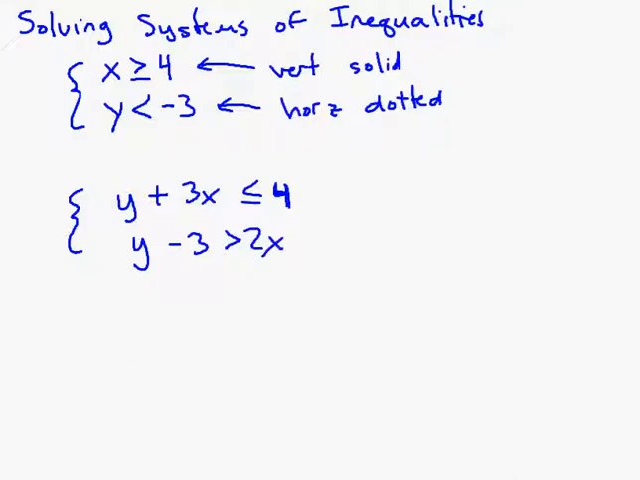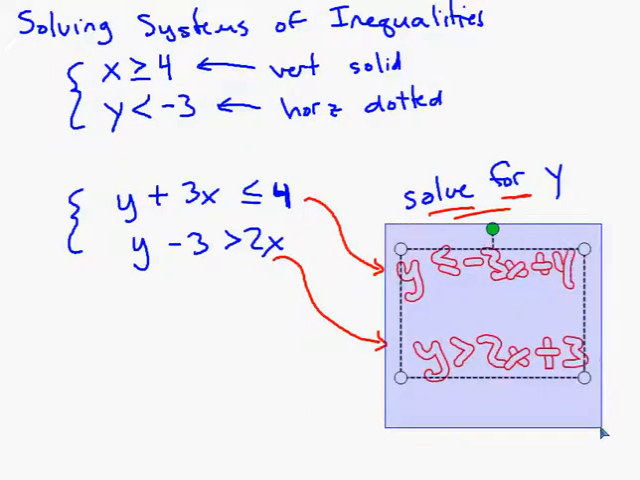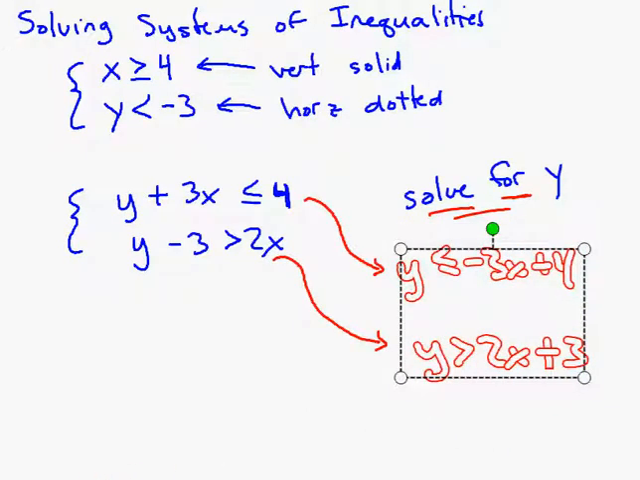All right, so here's my system. Okay, I'm going to solve for y before I begin graphing them. So I'll do that over here. Y is less than or equal to negative 3x plus 4. And right here, y is greater than 2x plus 3. So I graph both of those. I solve for y, then I graph those. I'll go ahead and grab these so I don't forget like I did before.